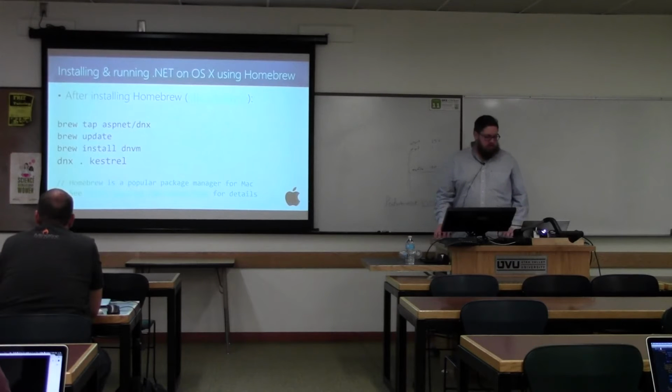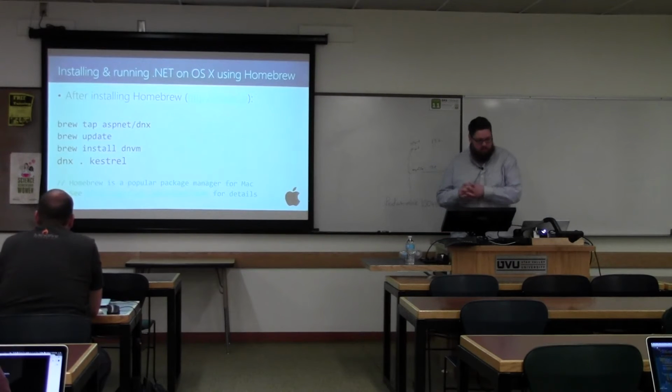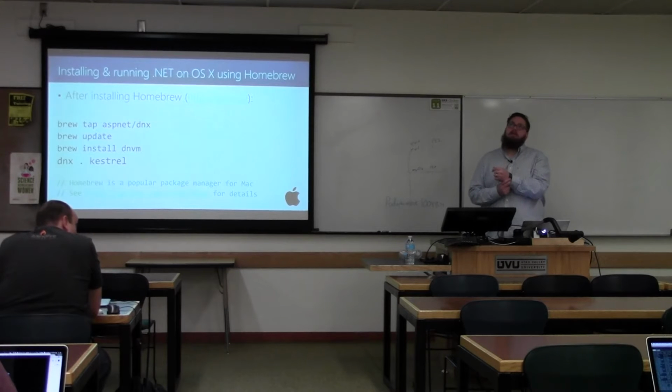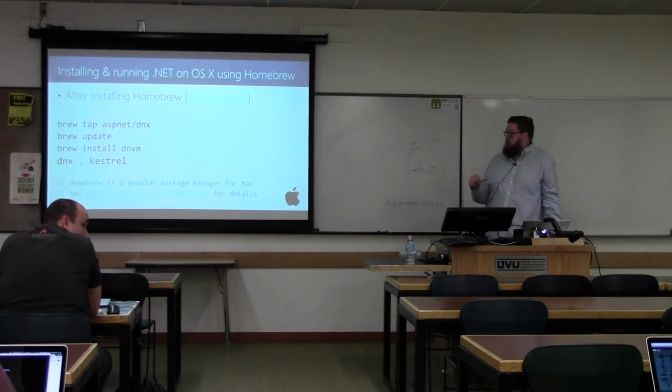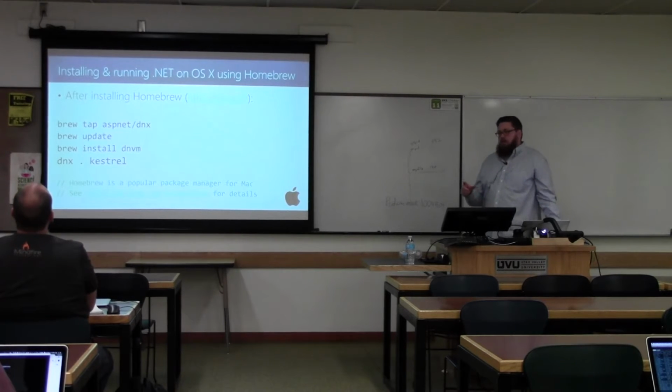For OS X using Homebrew, it's these 4 commands, which are pretty simple. First, you're going to be tapping the D and X, which I can't remember, I'll mention it later. But you're going to be tapping that source, and then once you're done, you'll update it. You'll install the .NET Version Manager, and then you'll run the DNX, which is essentially a bootstrapper using Kestrel. Kestrel is just Microsoft's cross-platform web server. Anyways, this is up on GitHub, so don't worry about copying it down.